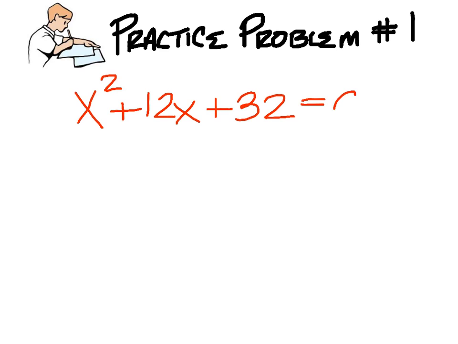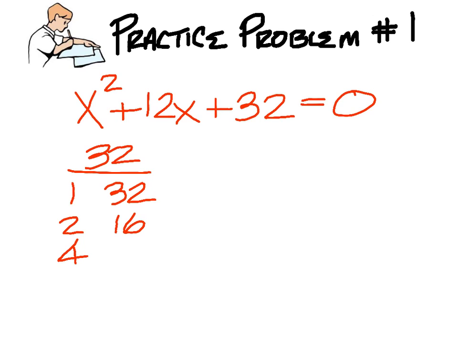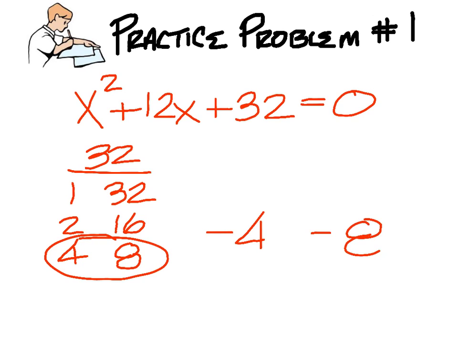Practice problem number 1. Bring this up and drop it off. X squared plus 12x plus 32 equals 0. Alright, for the practice problem, two numbers that multiply to give me 32 but add to get 12. 1 and 32, 2 and 16, 4 and 8. The opposite will be negative 4, negative 8.